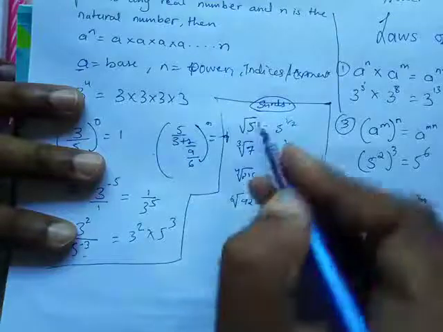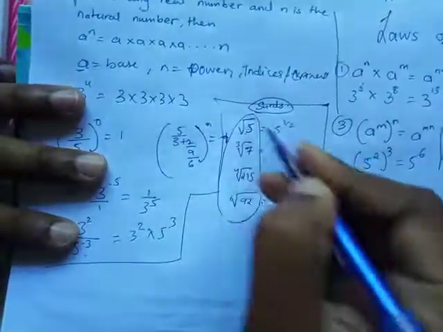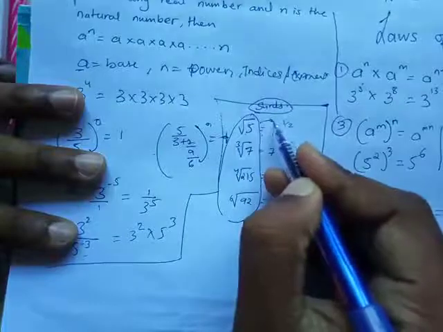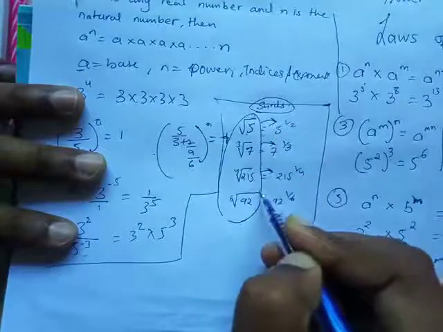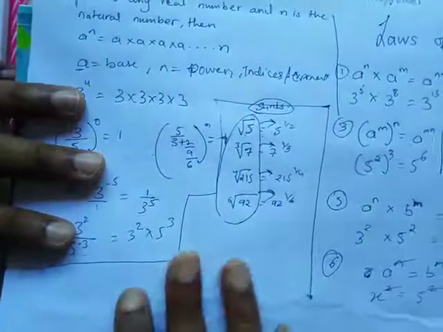Are you guys getting it? So these are called surds. Okay, so I can write this in the form of exponents. So this is in the form of exponents. Can you guys see? Okay, let's go back to the question.